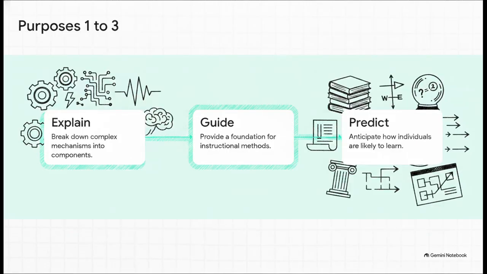Let's break down exactly why these frameworks are so vital. First, they allow us to explain learning processes, taking incredibly complex mechanisms like how memory encodes data and breaking them into understandable, digestible components. Armed with that explanation, they then guide our educational practices, giving us a solid foundation to build way better instructional methods. And crucially, they allow us to predict outcomes. A robust theory lets educators anticipate challenges and know exactly how individuals are likely to react under specific conditions.